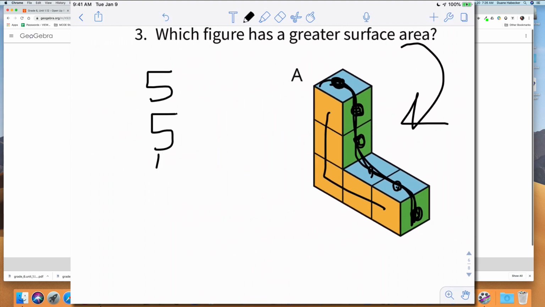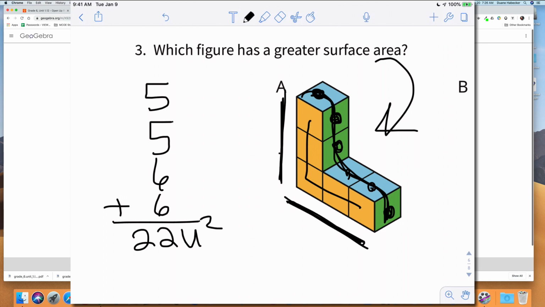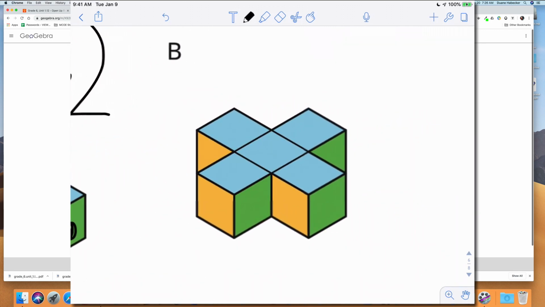So that's 6. Now the sides, the two sides that you cannot see, going down is 3, and going on the bottom is 3. So that's 6. So adding that together, we're going to get 22 square units. That's what I'm going to go with. That feels about right. So now we're going to take a look at B.